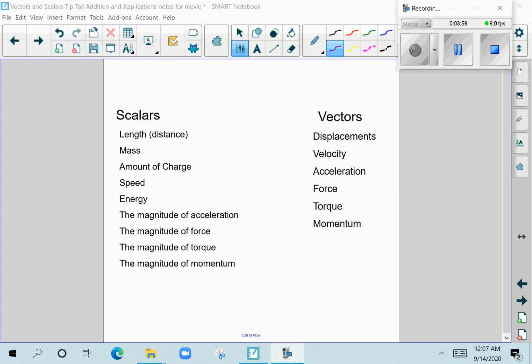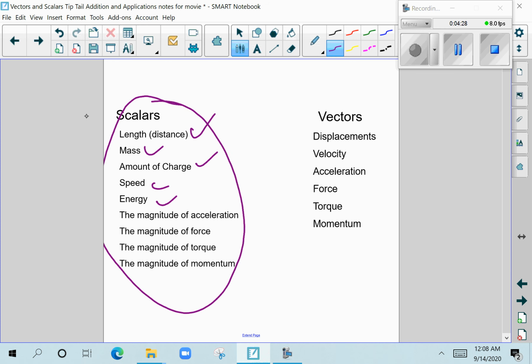So here we have some examples of scalars versus vectors. Whenever we talk about just a distance, the amount of kilograms something is, how much charge is involved, not talking positive or negative, just how many coulombs there are, how fast something is moving, the amount of energy something has, a magnitude of force, the magnitude of acceleration, magnitude of torque, magnitude of momentum. These are all examples of scalars, everything that has a magnitude but no direction.